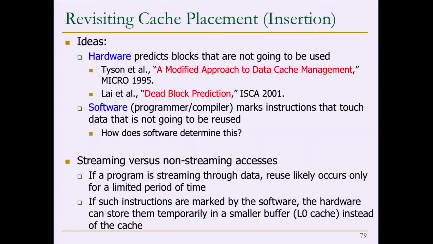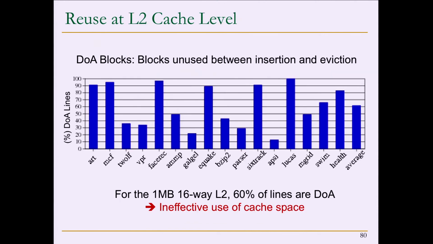OK, so let's take a look at reuse at the L2 cache level. This is data from the paper that I am going to describe, the Dynamic Insertion Policy paper. One of the things that this paper shows, and previous papers also showed, is that you have a bunch of blocks that get placed into the cache, and they're not used between insertion and eviction. Basically, they're dead on arrival, in this paper's terminology. If you look at some applications, this application, ART, it's streaming through memory. 90% of the lines, cache blocks that are inserted, are not used before they're evicted. And this one is streaming very, very heavily through memory. 100%.